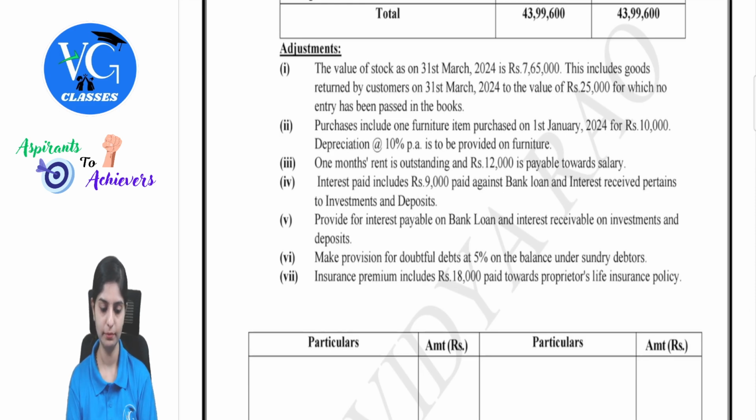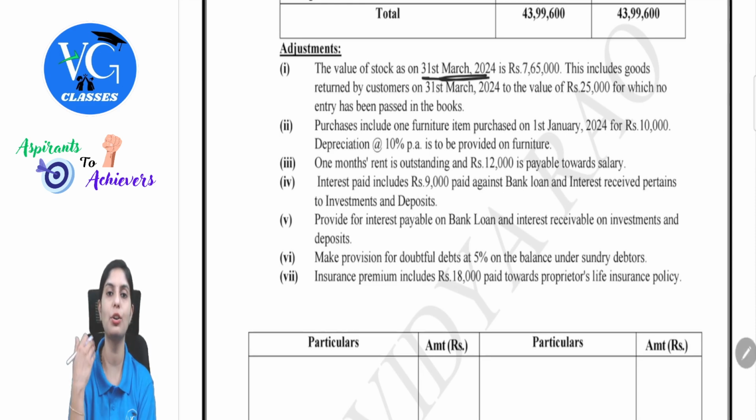Yes, the value of stock as on 31st March is 7 lakh 65. So what are they talking about? This is nothing but your closing stock. This includes goods returned by customers on 31st March to the value of 25 for which no entry has been passed in the books. Goods returned by customers means it is your sales returns. For this, there is no entry at all passed.